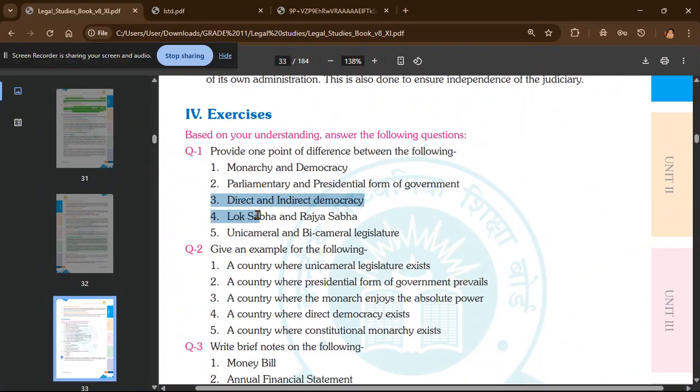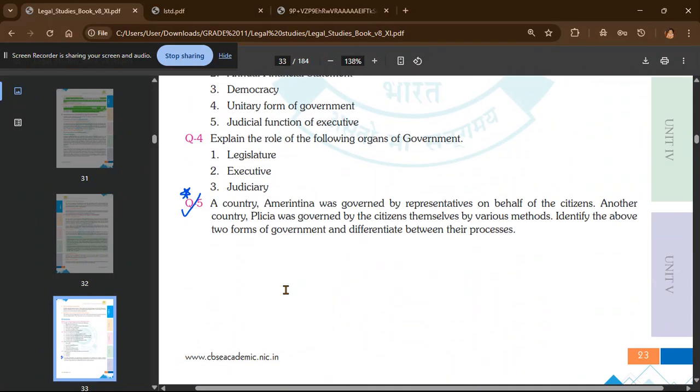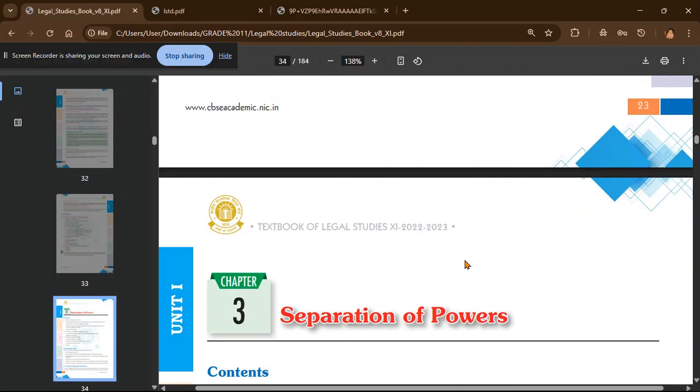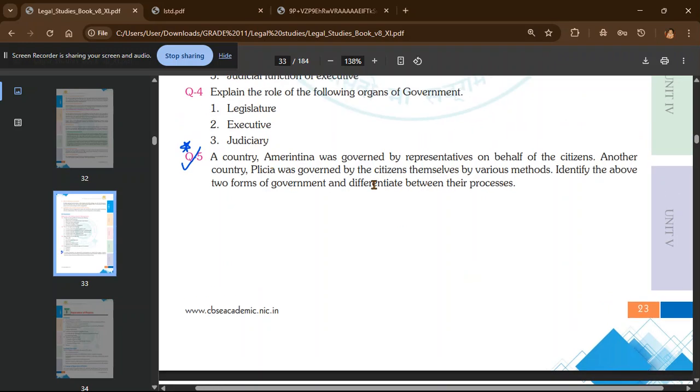So in the exercise they have given you a difference between these. You all can write this. This is an important question. A country, Amartya, was governed by representatives on behalf of citizens. Another country, Plessia, was governed by citizens themselves by various methods. Identify the two forms of government and differentiate between their processes.